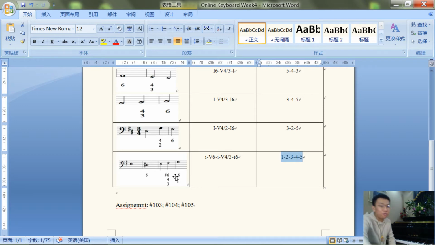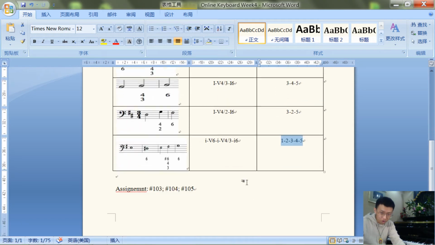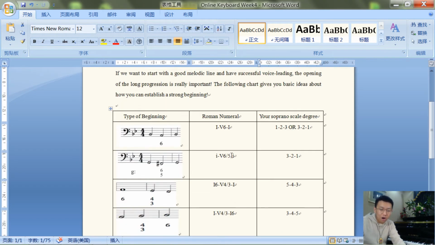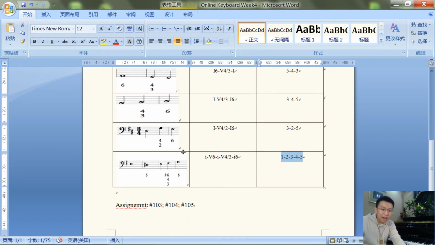So first, if I play 1-5-6 to 1 in E minor, it will be, and then we play 1-5-4-3 to 1-6, parallel tenths between the soprano and the bass. So that's the point of all the long progressions. So you can review this. This chart is new, and you can decide how to make the soprano line.